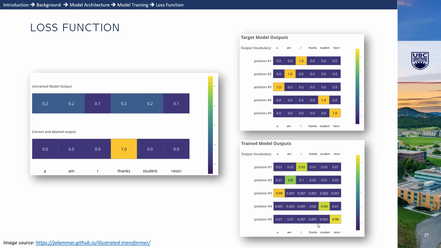Now, as the model produces the outputs one at a time, we can assume that the model is selecting the word with the highest probability from the probability distribution and throwing away the rest. This is called greedy decoding.